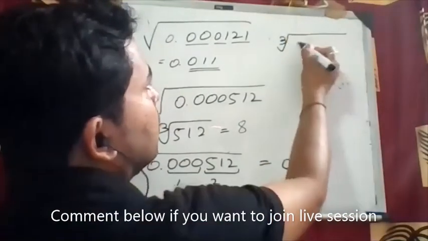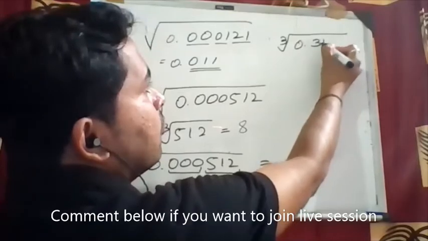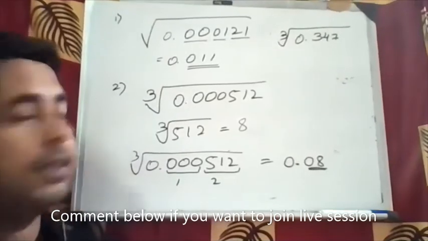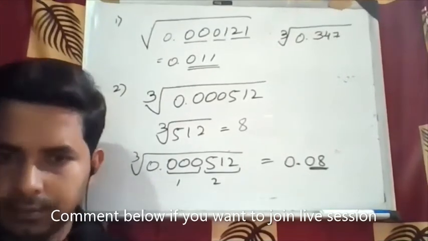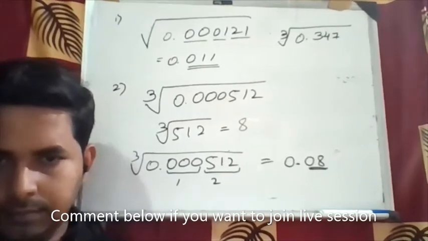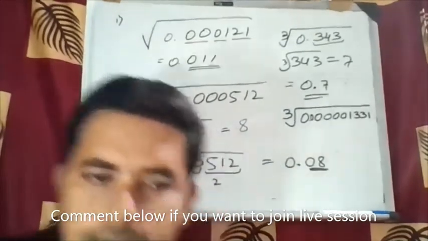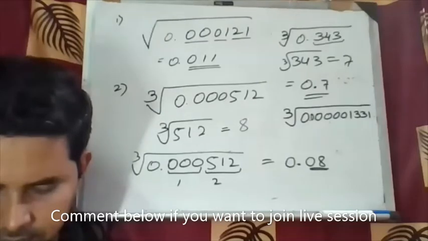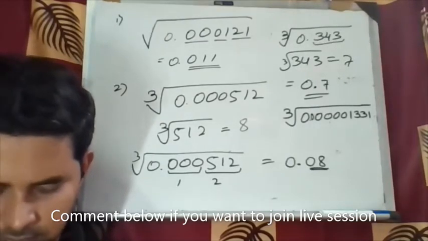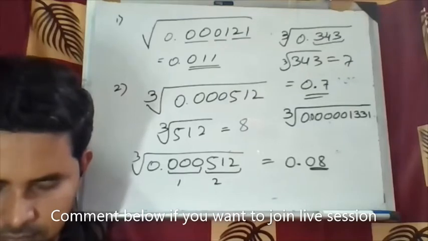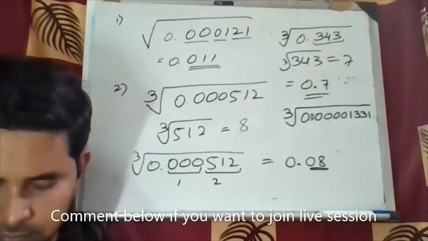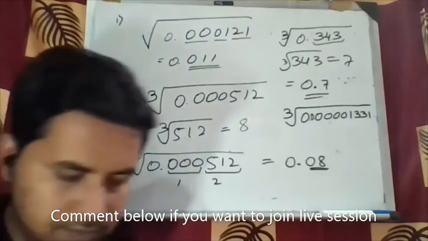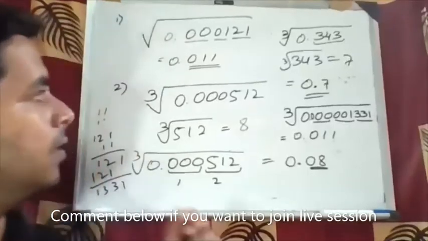Cube root of 0.347. It will come. You understood how to do cube root, right?